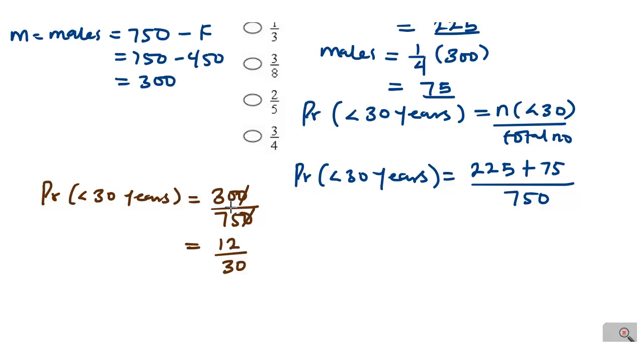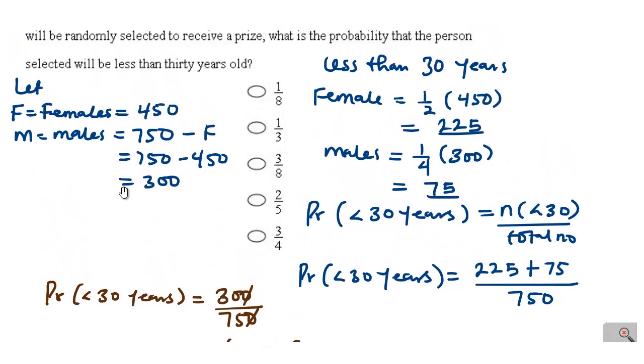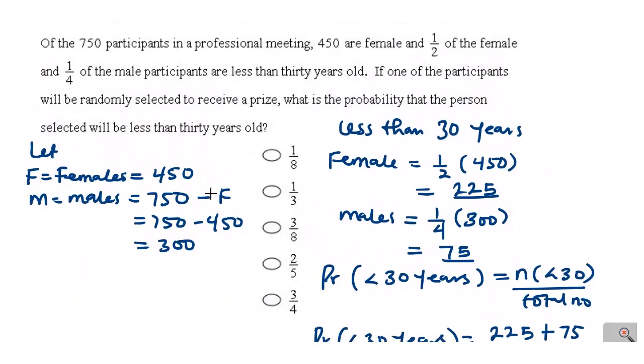Using 5: 5 in 30 is 6, and 5 in 75 is 15. So we have 6 over 15, and 6 over 15 we can still simplify. 3 in 6 is 2, and 3 in 15 is 5. So this will give us 2 over 5. So the correct answer to this particular question is 2 over 5, which is the probability.